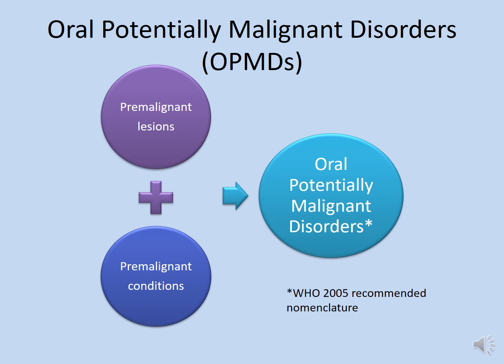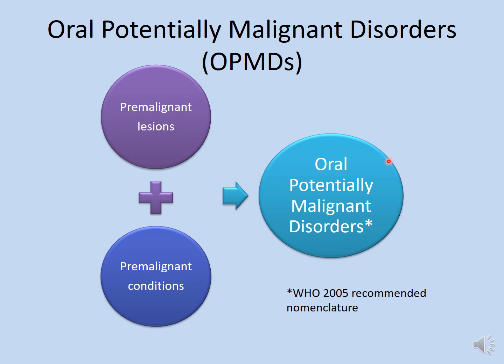Now, moving on to the concept of oral potentially malignant disorders. First of all, I'd like you to pay attention here because this is a very important core concept, and there is a little historical background to it. Before 2005, many oral lesions were categorized as pre-malignant lesions or as pre-malignant conditions. But after 2005, the World Health Organization recommended a nomenclature wherein they clubbed both the pre-malignant lesions and the pre-malignant conditions together to call them oral potentially malignant disorders.